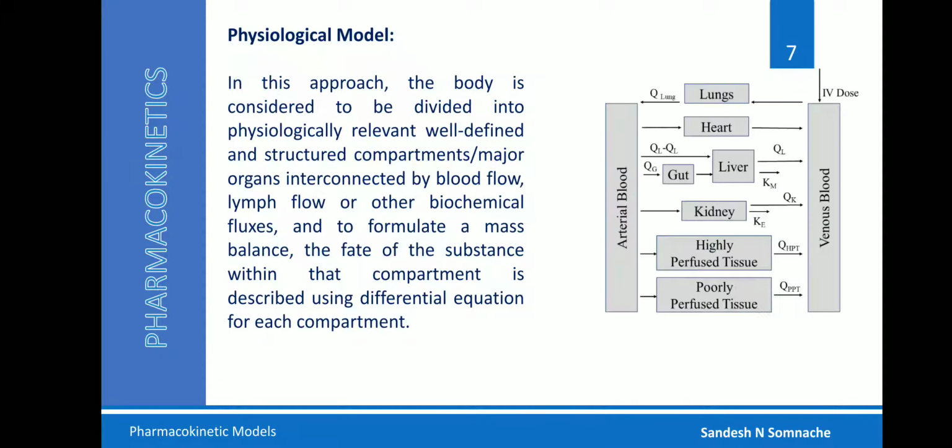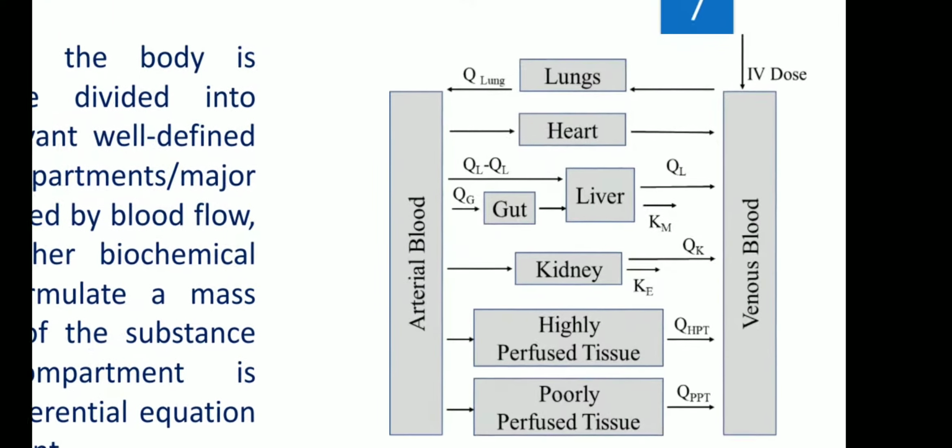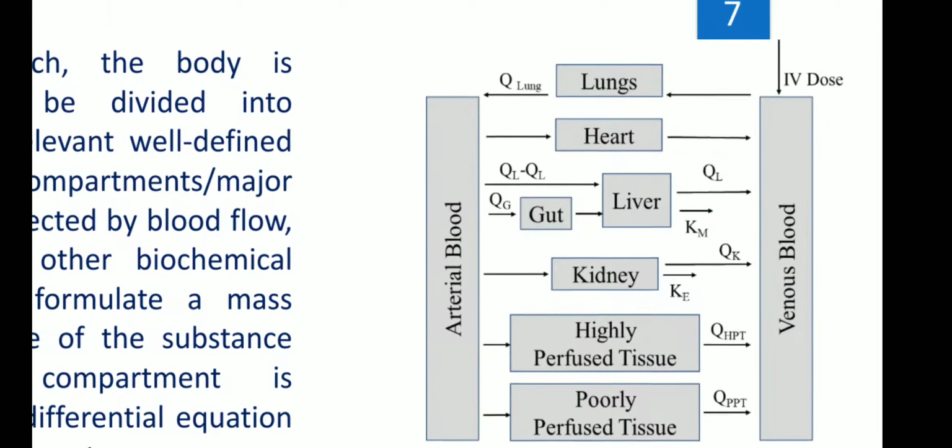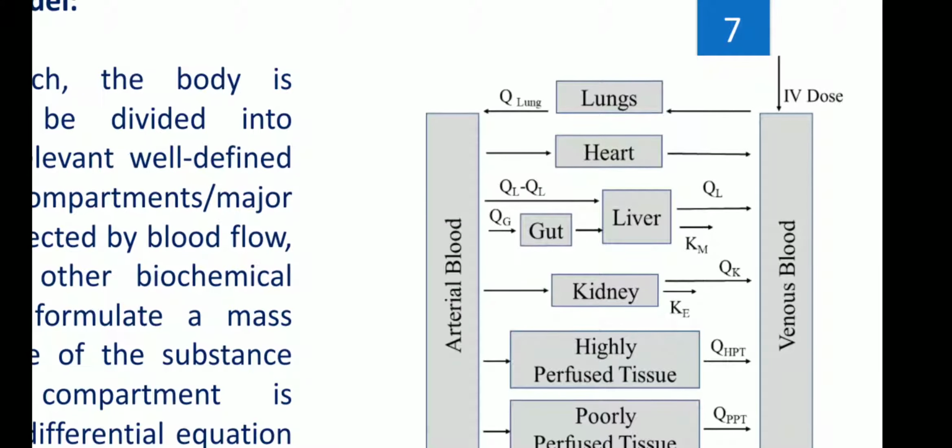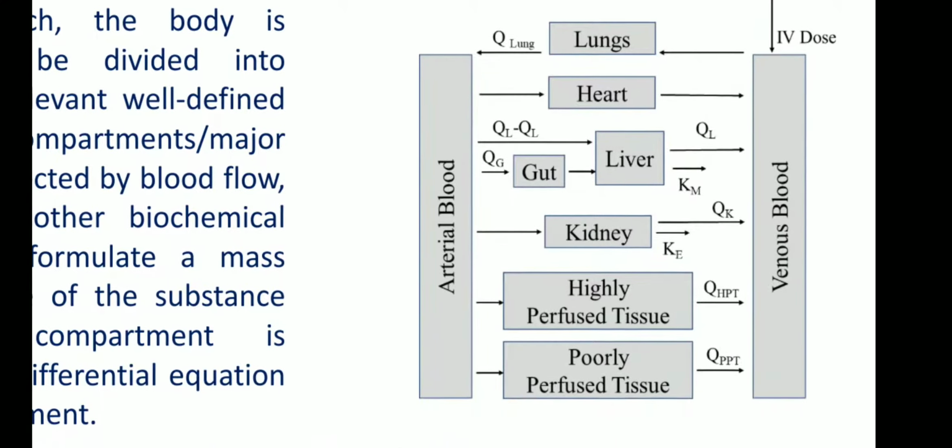Diagrammatically, the prototype physiological model can be represented like this. Here, various compartments like the venous blood compartment and arterial blood compartment are interconnected with other compartments like lungs, heart, gut, liver, kidney, highly perfused tissues, and poorly perfused tissues. And they are interconnected by the blood flow, lymph flow or other biochemical fluxes.